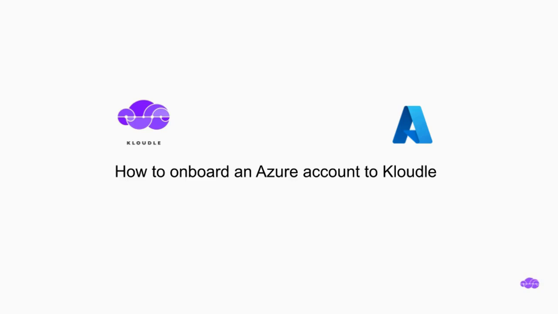Hi, in this video we will go through the steps to onboard Azure on Kloudle. We need to set up an Azure service principal to be able to onboard the account to Kloudle. For this, we can follow either the web console way, which I will be explaining now, or you can skip to the next section of the video if you would like to follow the automated way using Azure Cloud Shell.